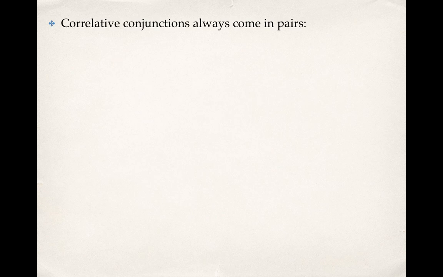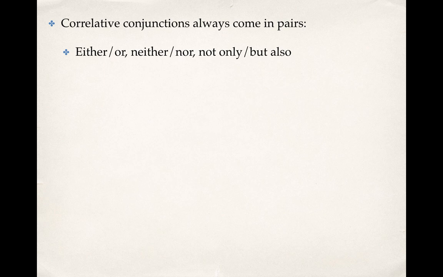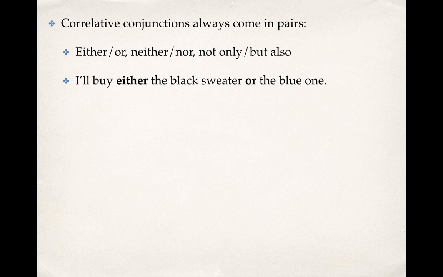Some other words that you may not realize are conjunctions are correlative conjunctions. And these conjunctions always come in pairs and create a parallel structure in a sentence. For example, the words either or, neither nor, not only but also, these are conjunctions. So, I'll buy either the black sweater or the blue one. Creates that parallel structure there, but both the words either and or are conjunctions in this sentence.